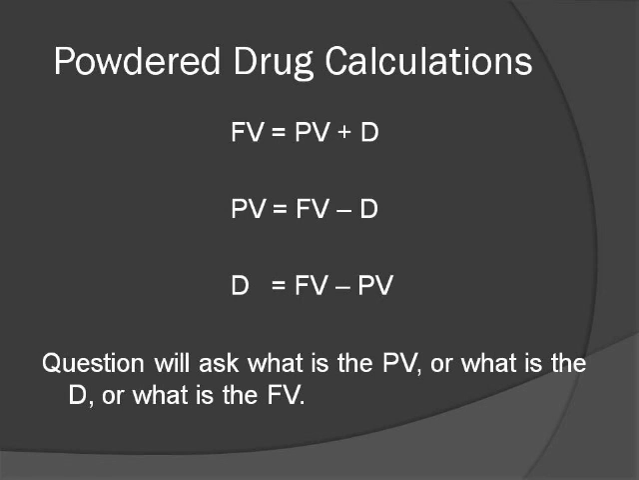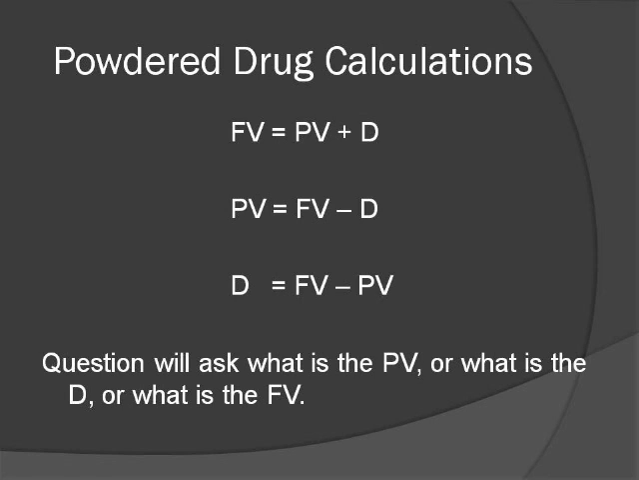The first formula that you see for powder drug calculations is FV = PV + D. And that just means that your final volume is going to be your powder volume added to the diluent volume. Now, if we're trying to find the powder volume, then we'll have to know what the final volume is and subtract the diluent from that. And that'll give us the PV. If we're trying to calculate for the diluent, then obviously we'll need the final volume first, and we'll subtract the powder volume from that. So your question could be any one of these three.